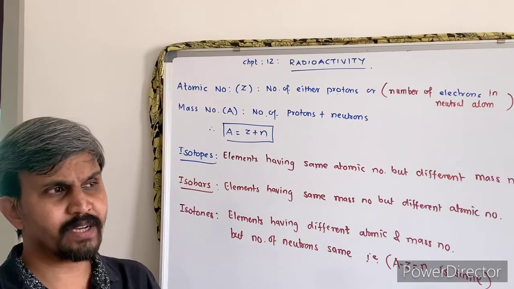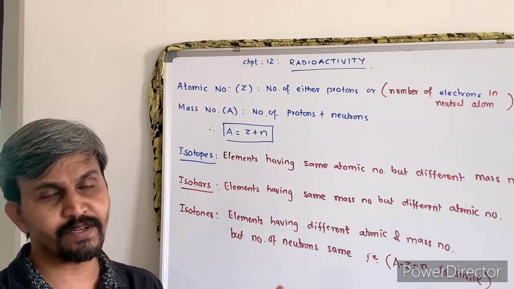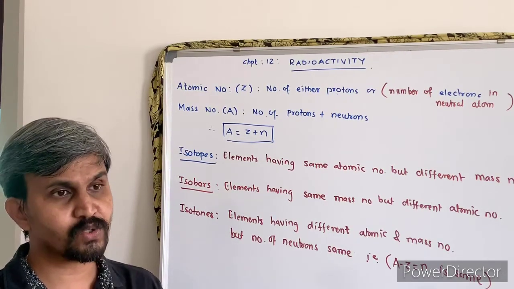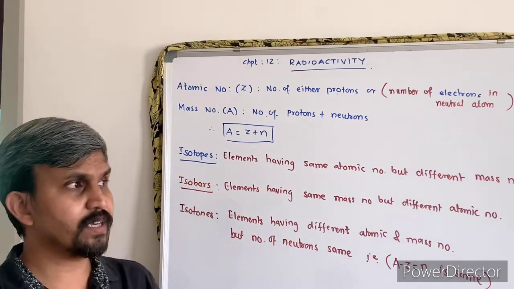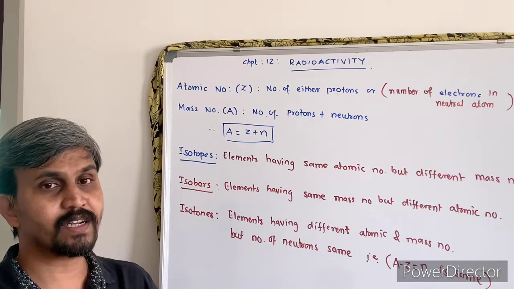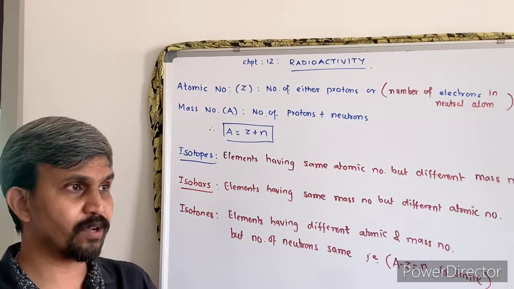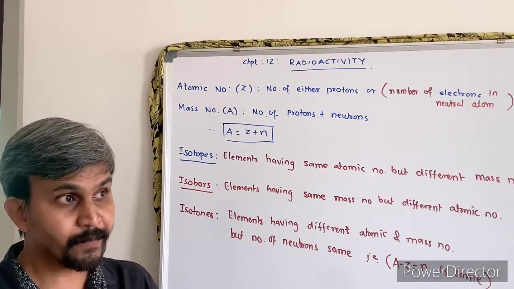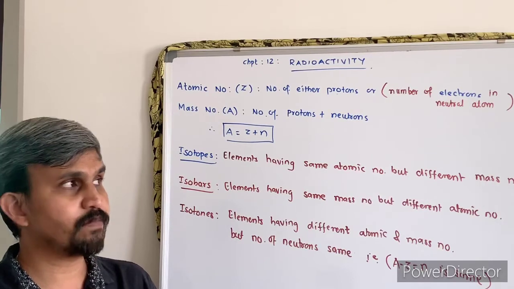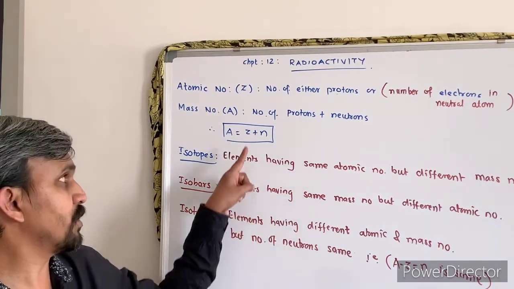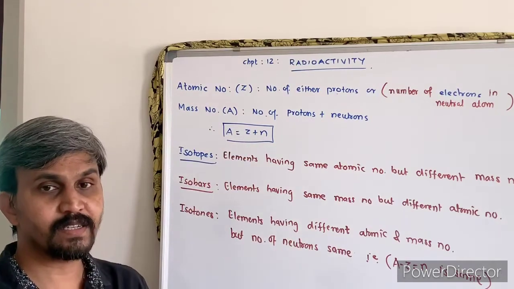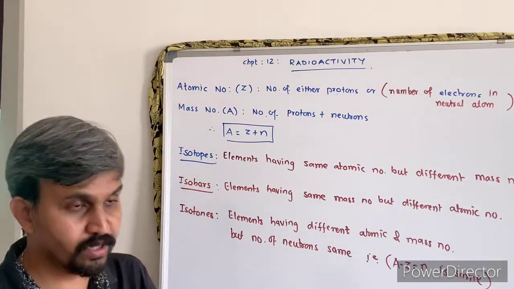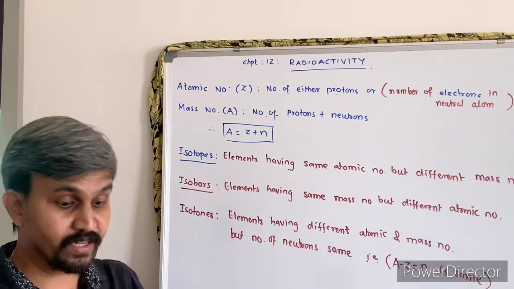Isobars are the elements having the same mass number but different atomic number. They are called isobars. And the third one is called isotones. These are the elements having different atomic and mass number, but the number of neutrons is the same. The number of neutrons is nothing but A minus Z. So for them A minus Z is the same. This is the basic part we require.